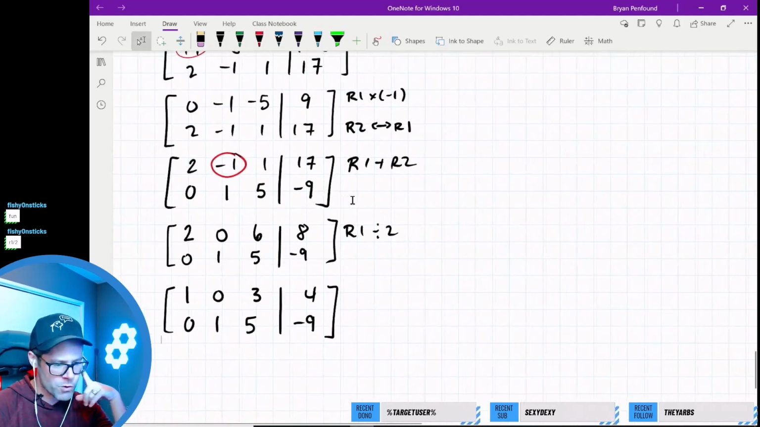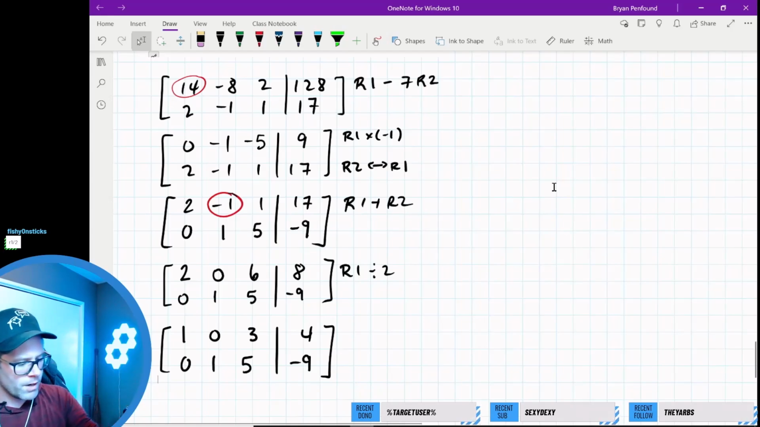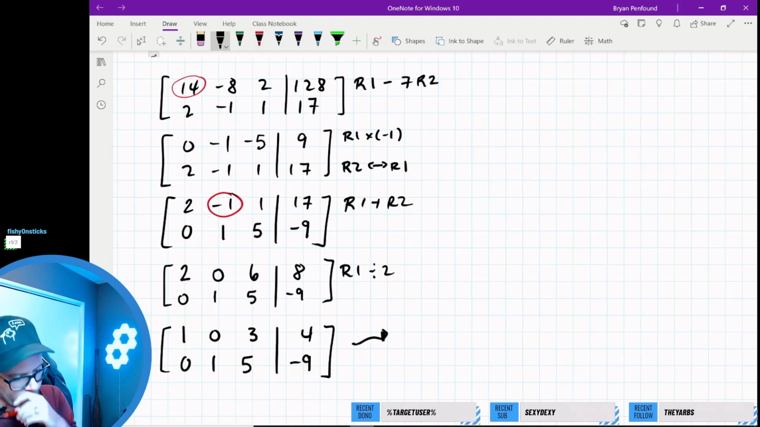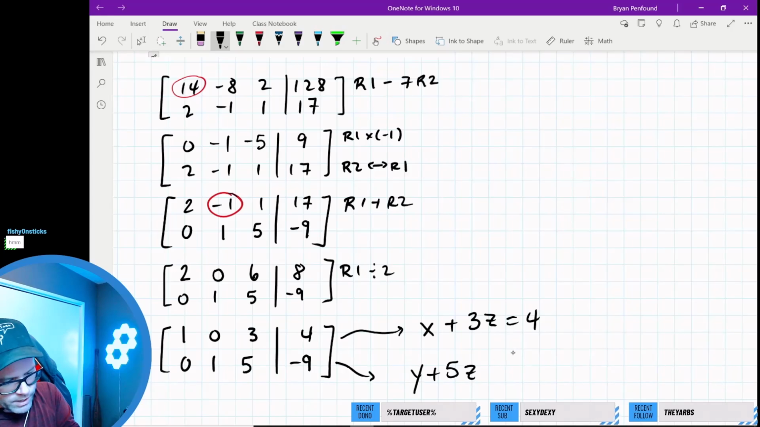It's not my first rodeo. All right, so this pretty much gives us, if this is correct, which we will use Wolfram to double check, that x plus 3z is equal to 4. So that's the first equation. And the second equation is y plus 5z is equal to -9.